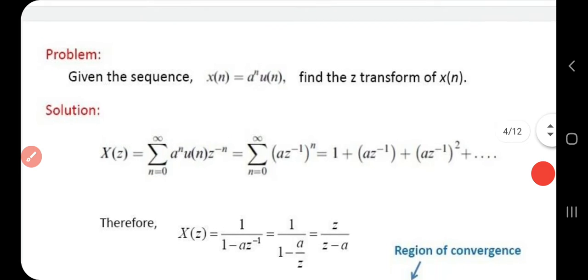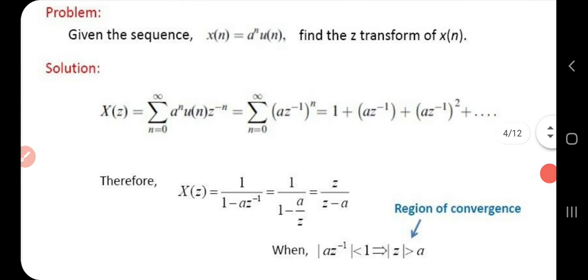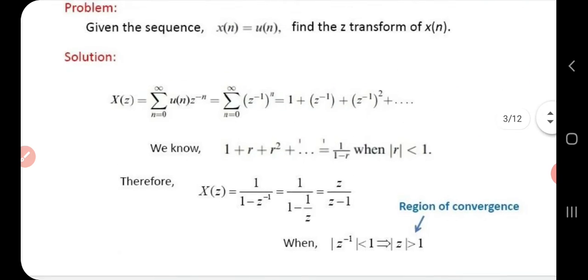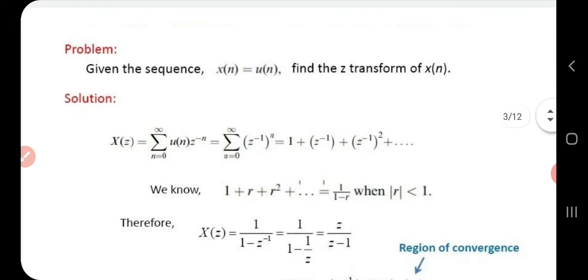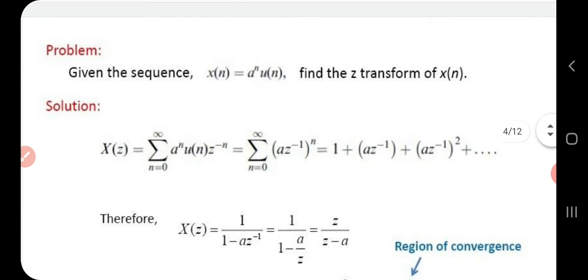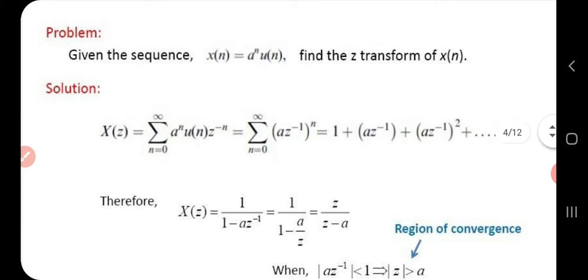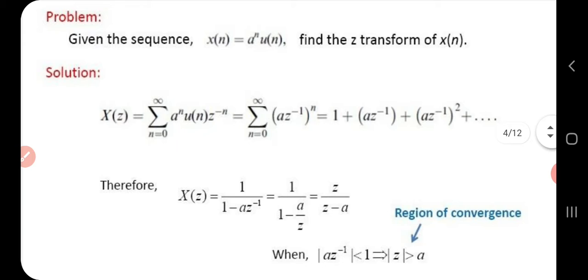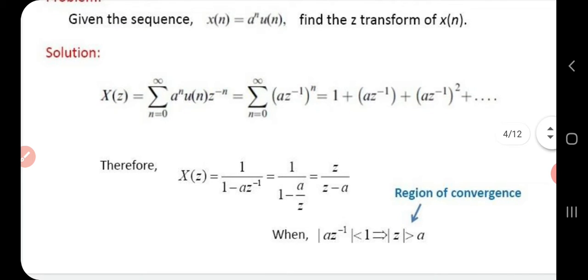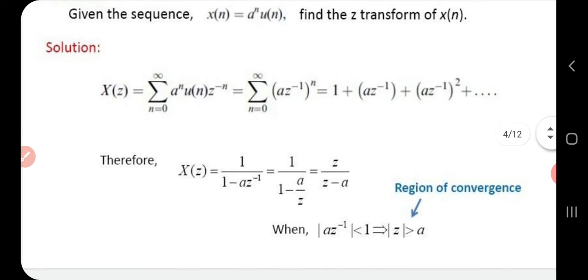Now another question, this is the same as what we have discussed, that is x of n equal to a raised to n u(n). In this question, in place of a there is nothing, you are given u(n). So what will be the form a raised to n u(n)? It will be z by z minus a. In the first question, in place of a it was 1, so we wrote z by z minus 1, right? So here it will be z by z minus a. And the region of convergence will be modulus of z greater than a.